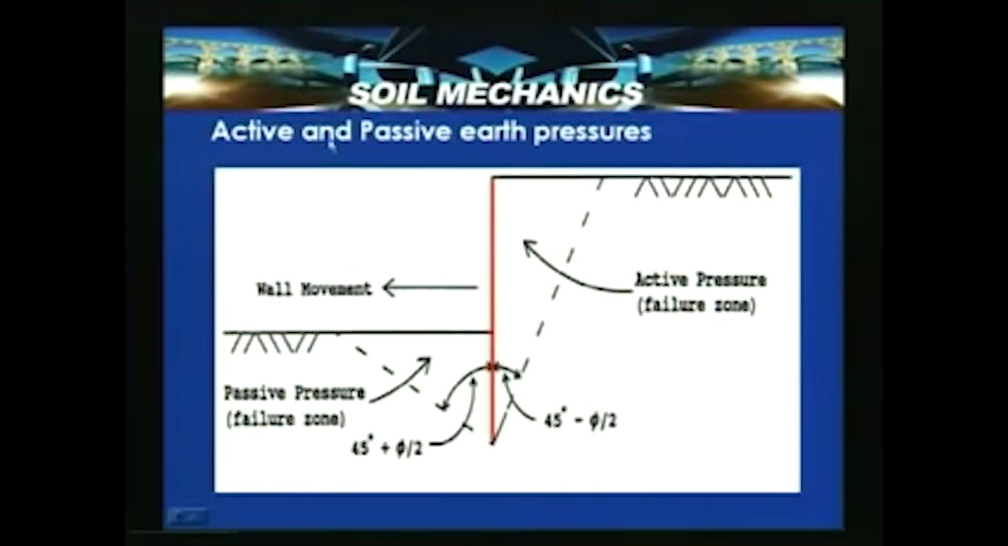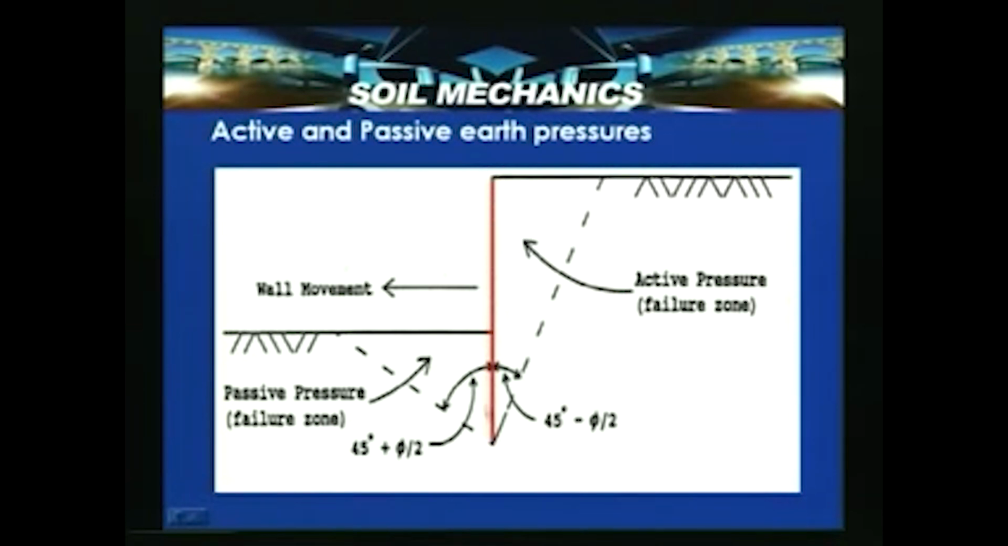So in the previous lecture, we said that two states are going to be prevalent: one is active and the other is passive. Active can occur when the wall moves away from the backfill. Passive can occur when the wall moves towards the fill.